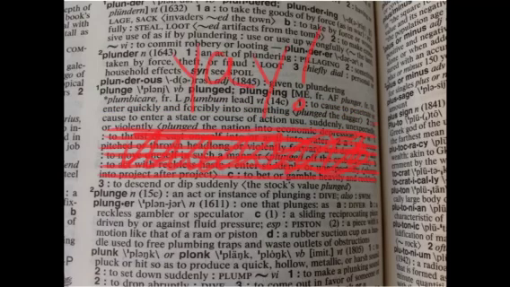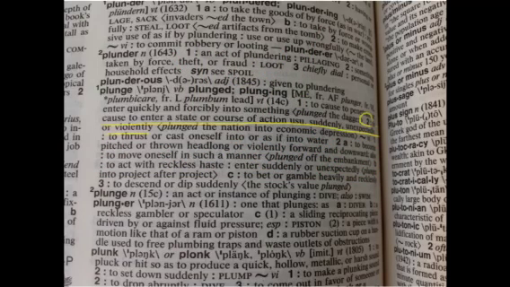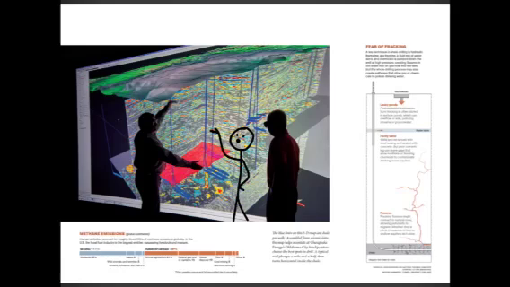So that means I can skip 2A, 2B, and 2C as well, because these definitions will be variations on the general meaning given for 2. That leaves me with 3. To descend or dip suddenly. Does the well in the picture descend or dip suddenly?